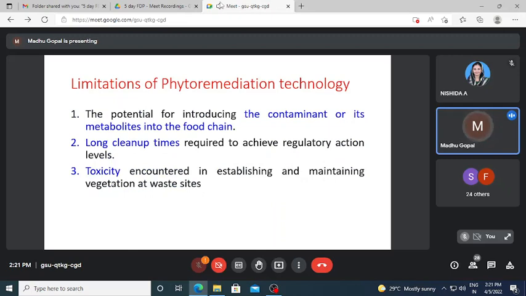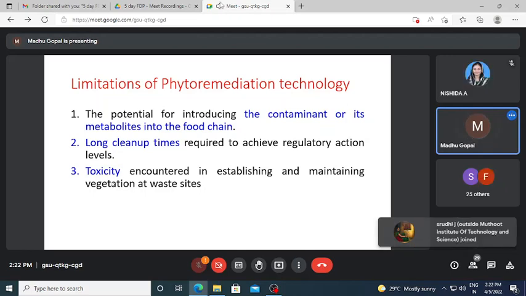Now, it has its own advantages, but at the same time, phytoremediation technology has limitations also. What are the limitations? We should be aware of them. It's not a panacea for all the problems. You cannot solve all contamination problems using phytoremediation. So one major limitation is the potential for introducing the contaminant or its metabolites into the food chain. That is the biggest problem.